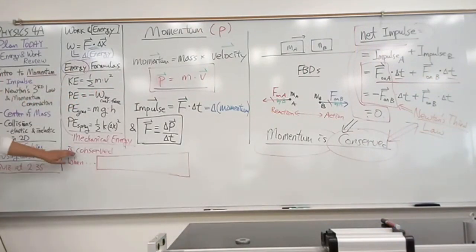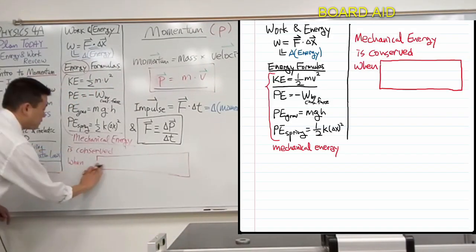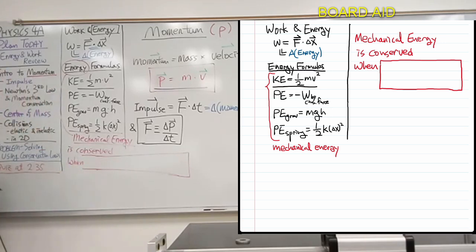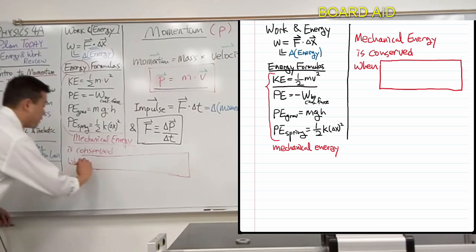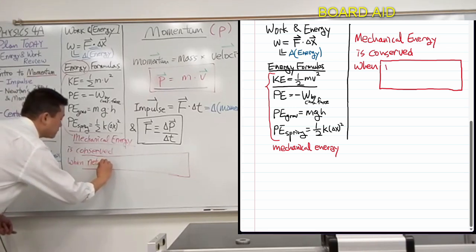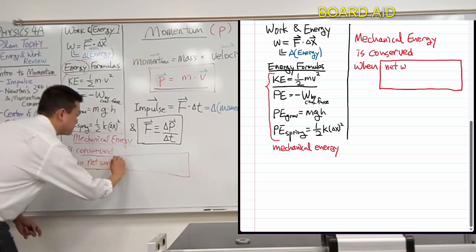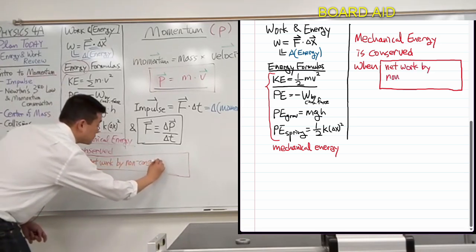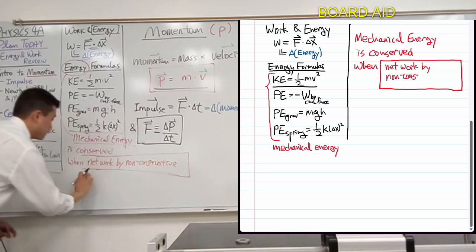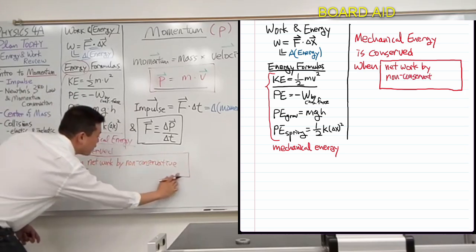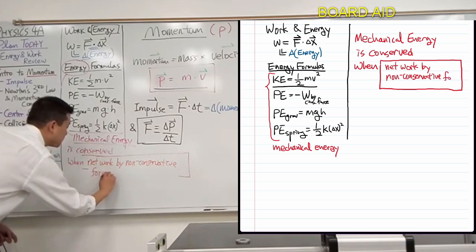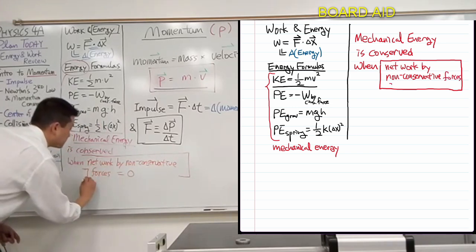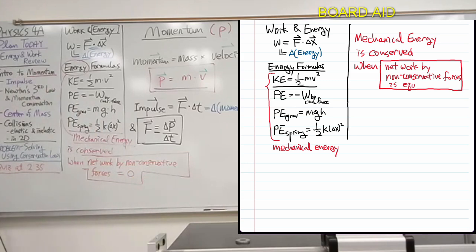We want to say mechanical energy is conserved when, and this is the statement I want to be very careful in stating, I'm looking at the net work, the total work. When the net work by non-conservative forces is equal to 0. Okay? So this is the condition.